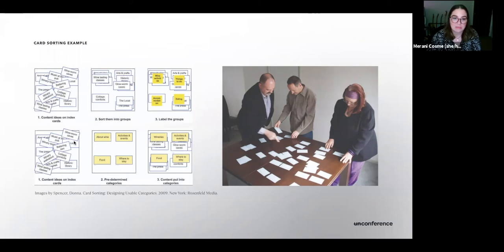And then the last image is just people doing a card sorting exercise in person. You could also conduct this method online if you need to, more working at home and things. There are great tools to do that.